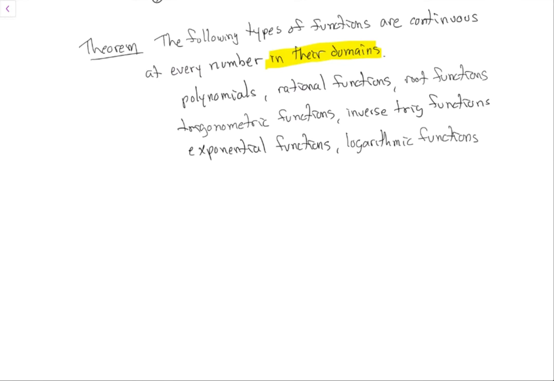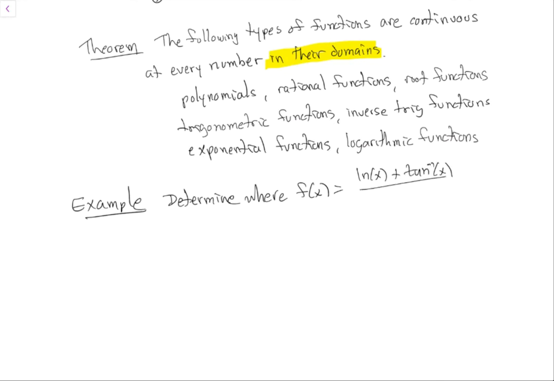So we've got two more things I want to do here. Let's take a look at a couple examples where we just apply this theorem. We find some intervals of continuity. And then let's discuss the intermediate value theorem. So let's suppose in this example, we're going to determine where, let's say, f of x equals ln of x plus inverse tangent of x over x minus 1. Let's determine where this function is continuous.